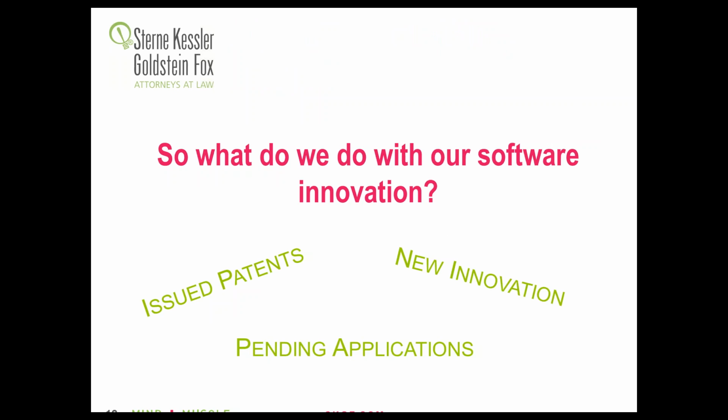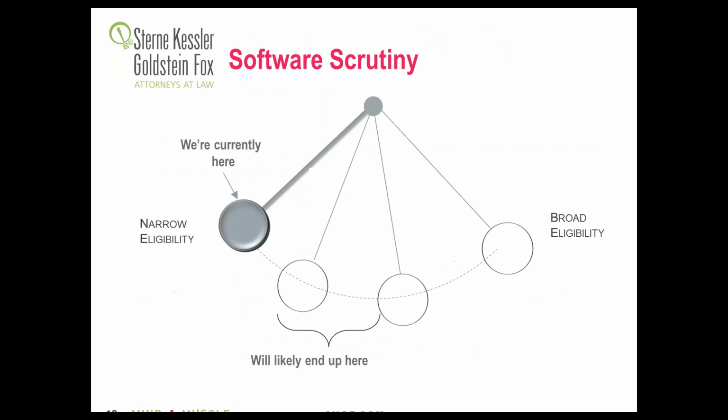So the question here is, what do we do with software innovation given this uncertainty in the law? And now that we have the preliminary or interim guidance, some may ask themselves, okay, what does that mean for applications that are currently pending, patents that have already issued, and applications that we're currently drafting?